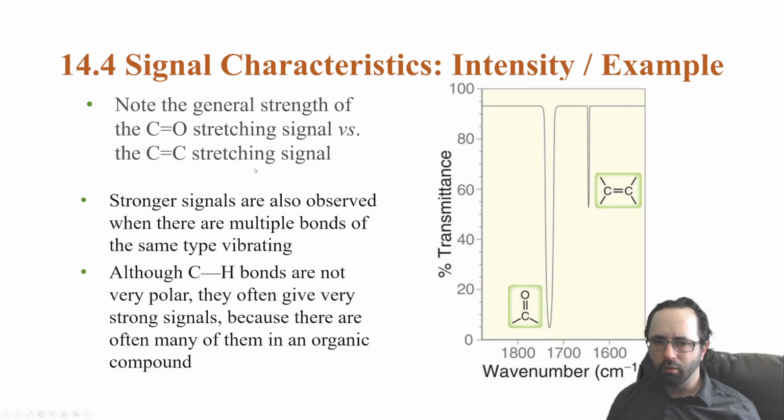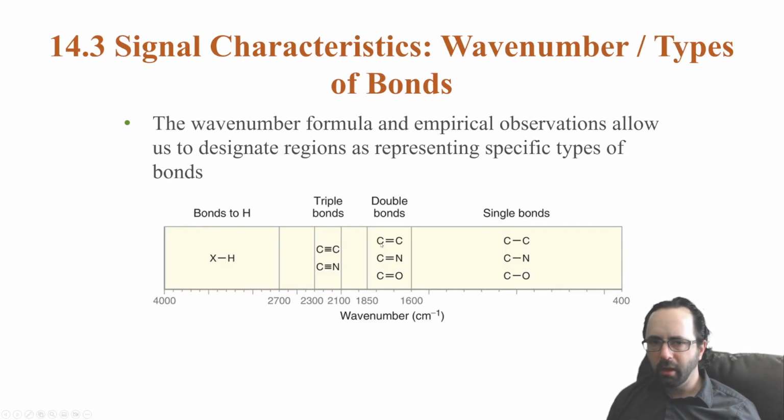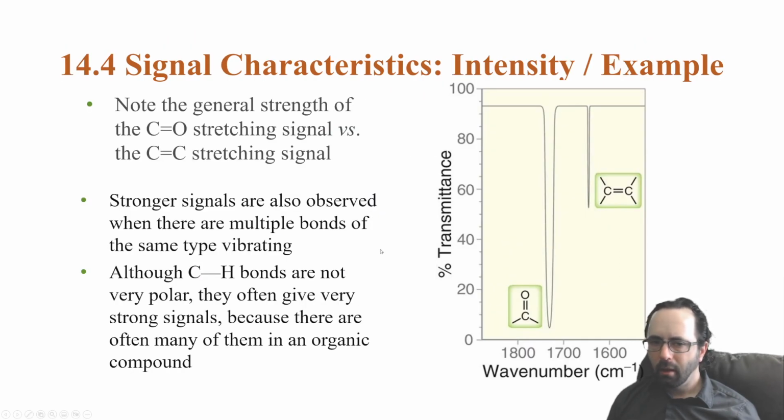So that's the position of the peaks. Now, let's discuss the intensity of the peaks. So notice that if we have a carbonyl here, which carbonyls usually pop up around 1700-ish, carbon-carbon double bonds are at a little bit lower frequency. Why is that? Well, it's because the carbon-carbon bond is, well, we can see it here. It's a little bit weaker than this carbon-oxygen bond.